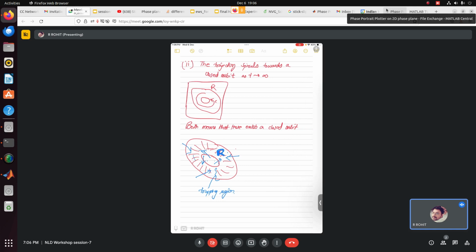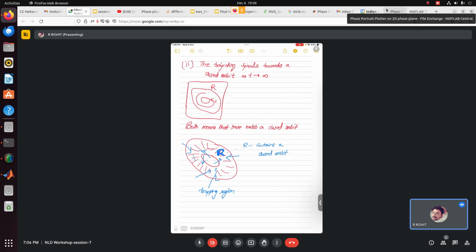So if you are able to show that there are no fixed points in R, by the third condition we say that there are no fixed points in the system, then we can say that you obey the Poincare-Bendixson theorem, and we can ensure that R contains a closed orbit.